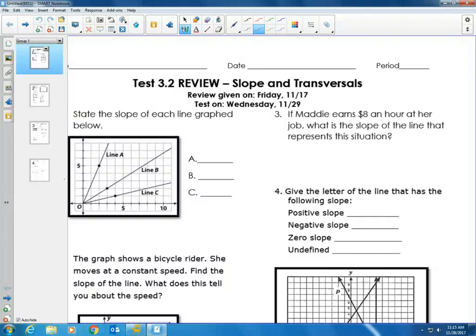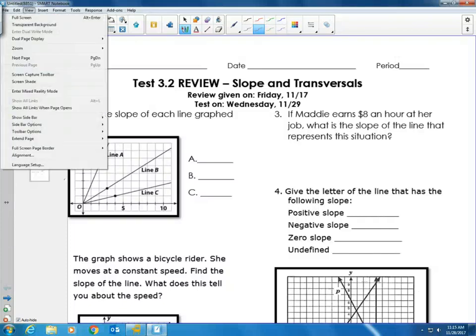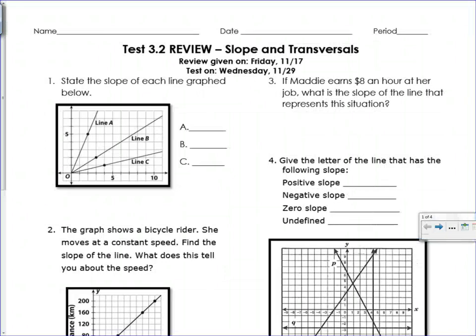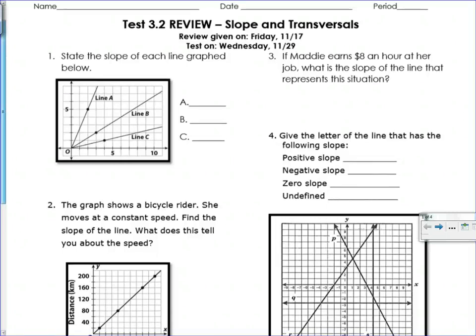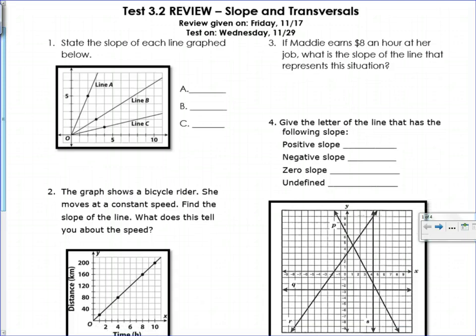Alright guys, this is your test 3.2 review. I'm going to work through your review step by step so you can check yours and you're ready for tomorrow's test. So first we're going to start with some slope problems. State the slope of each of the lines graphed below.